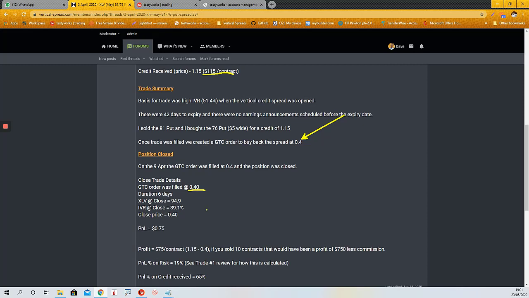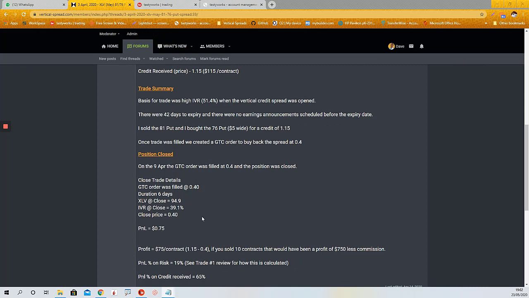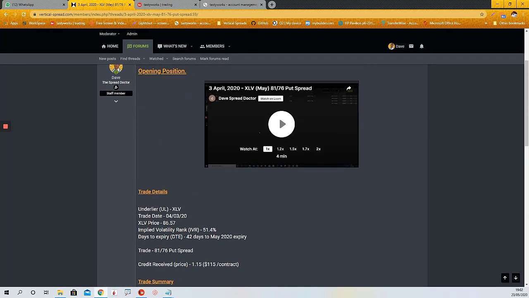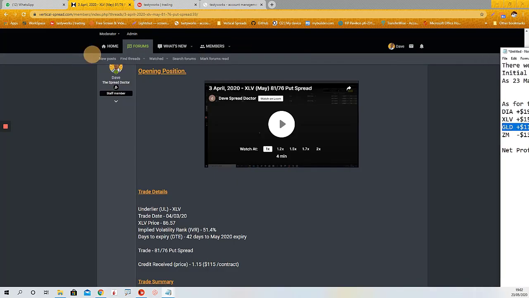My profit on this was $75 per contract. I sold 2 contracts and that was a profit of $150. So that was how that position panned out. The third position is in GLD, which is a gold ETF.